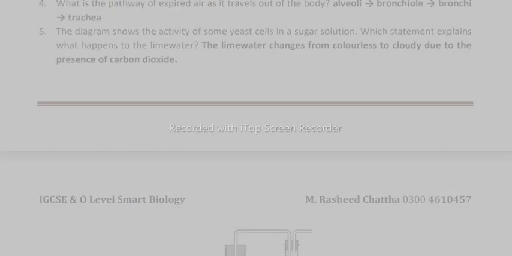4. What is the pathway of expired air as it travels out of the body? Alveoli, bronchiole, bronchi, trachea. 5. The diagram shows the activity of some yeast cells in a sugar solution. Which statement explains what happens to the lime water? The lime water changes from colorless to cloudy due to the presence of carbon dioxide.